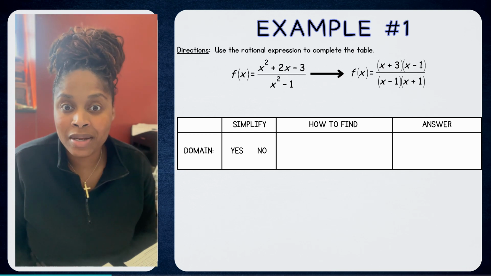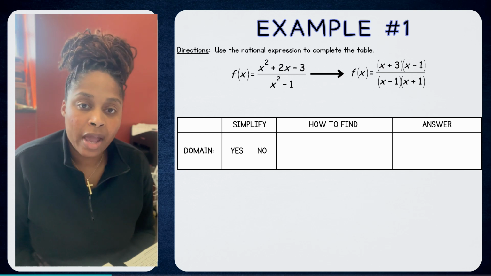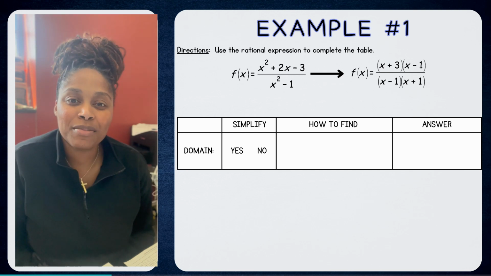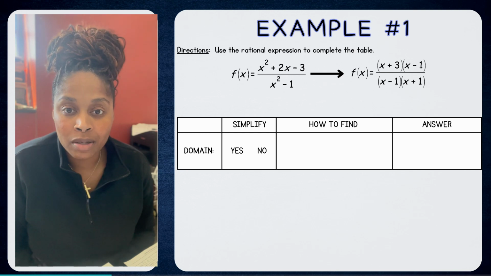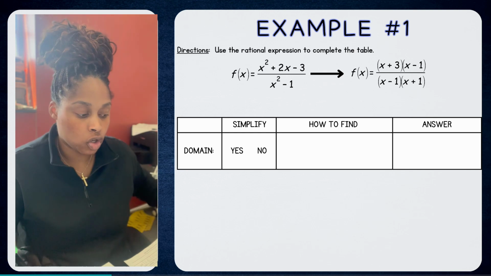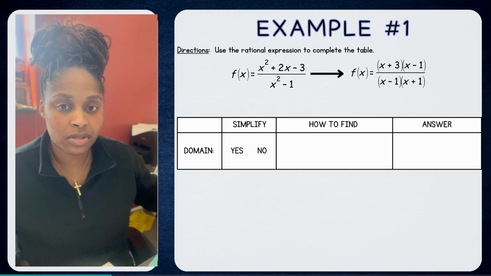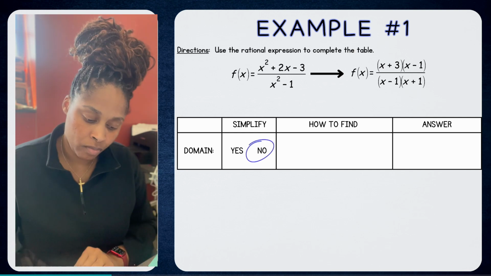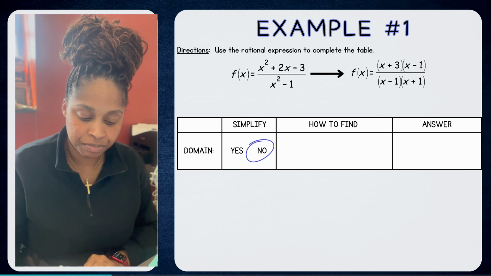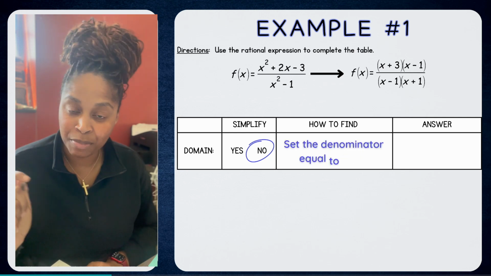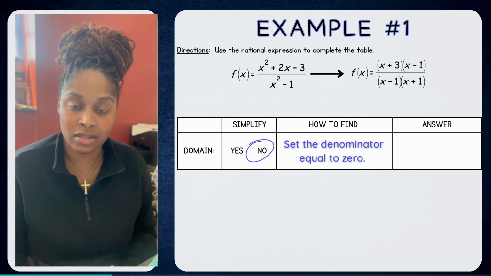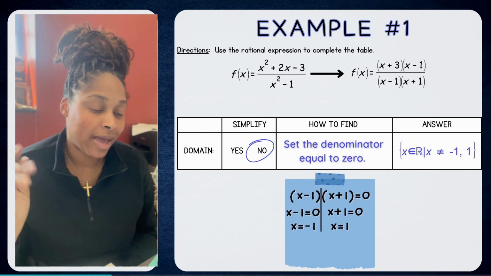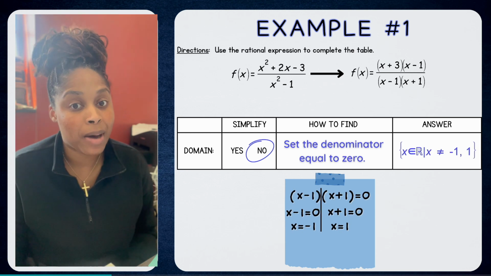So remember, our domain is all of our x values. And our domain for rational expressions is always going to be all real numbers except where the bottom, or the denominator, is equal to 0. So besides factoring, we don't necessarily have to simplify this fraction. And I'll talk about what simplifying is in a second. All right, so we don't have to simplify. And then we just need to set the denominator equal to 0 in order to find out where it is restricted. All right, so our answer is going to be all real numbers except where x is -1 and +1.